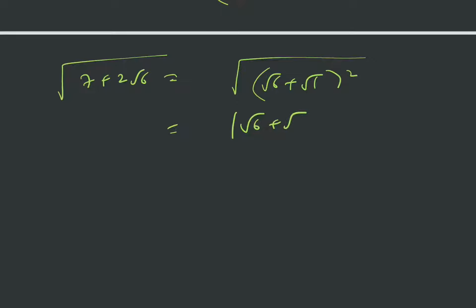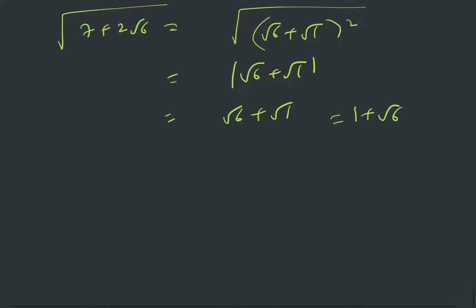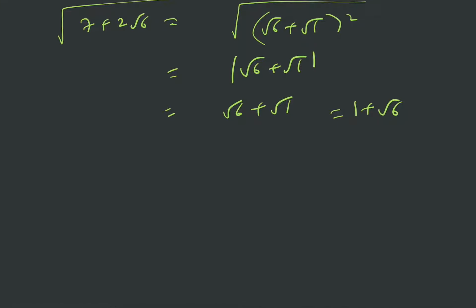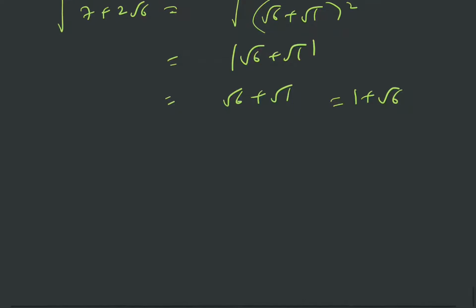So then you can write square root of 7 plus 2 root 6 as square root of root 6 plus root 1 whole square. So this is mod of root 6 plus root 1, so this is root 6 plus root 1, right? And root 1 is simply 1, so this is 1 plus root 6. So this is how you can simplify these surds, right? The main idea was to express the thing which is inside the square root as a perfect square. Let us do one more example.